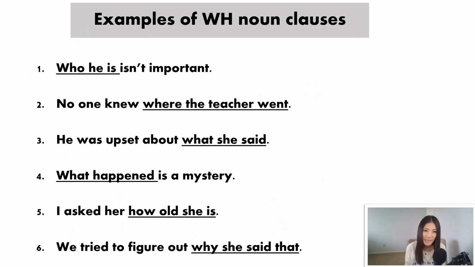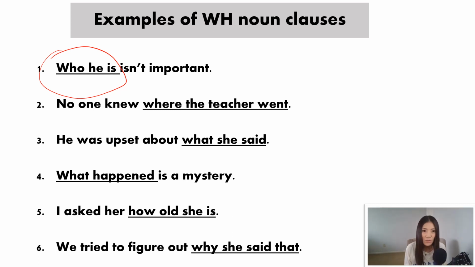Here are some more examples of WH noun clauses. You will notice that some of these noun clauses are used as subjects of the sentence, and some of these are used as objects of the sentence. Number 1 says, who he is isn't important. Something isn't important. So this whole entire thing is a noun clause.